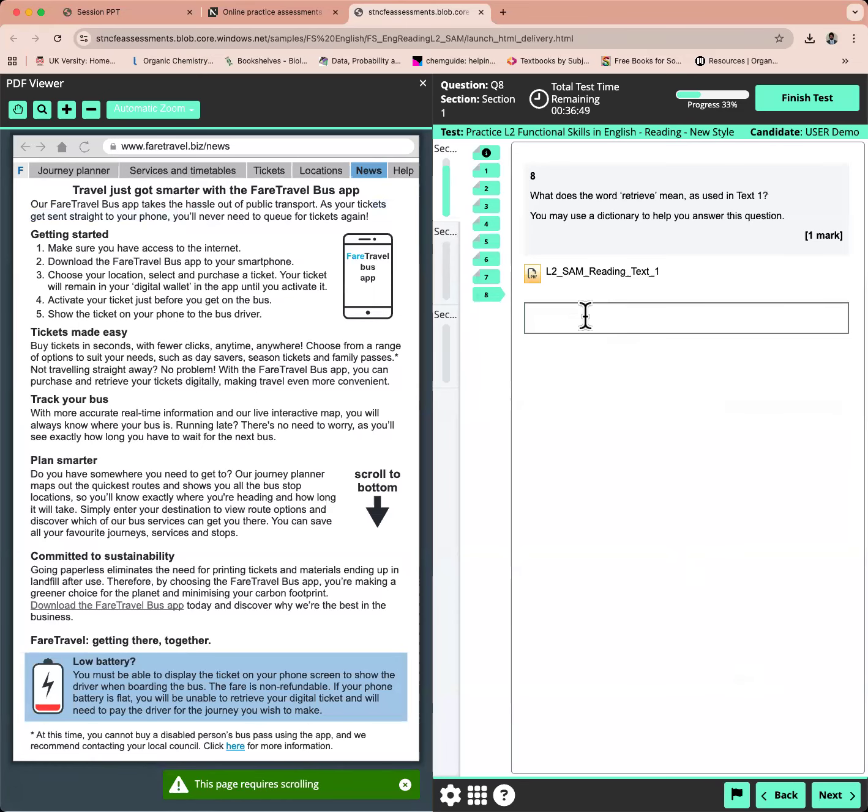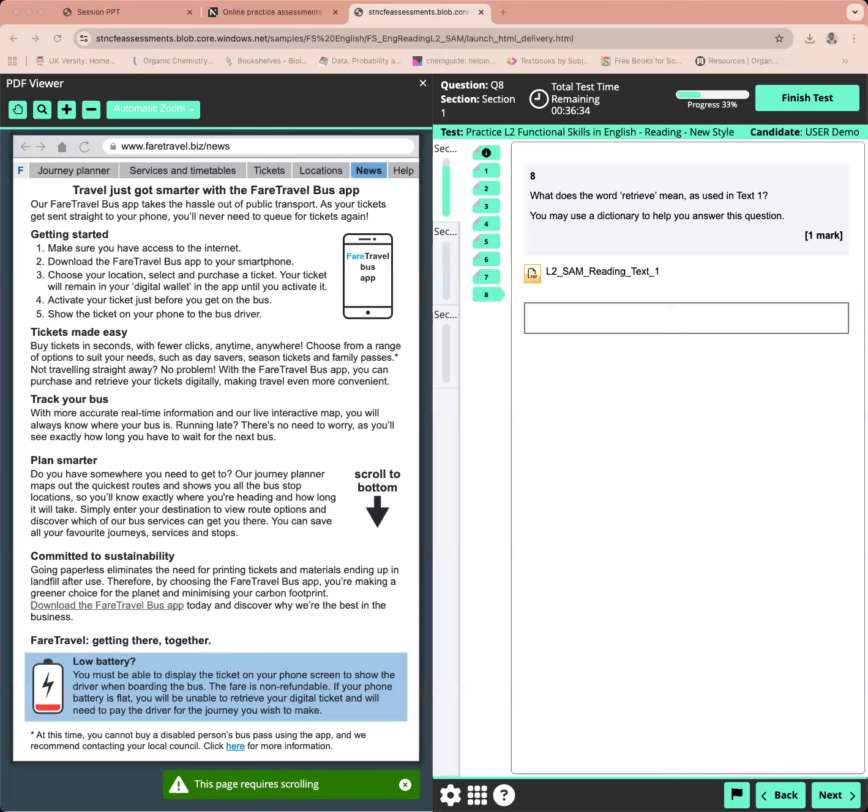Now, you would also be allowed a dictionary in the reading test. So here it says, what does the word retrieve mean? You have to open the dictionary and look at finding out the exact meaning of the word retrieve, and obviously put that in the context here.